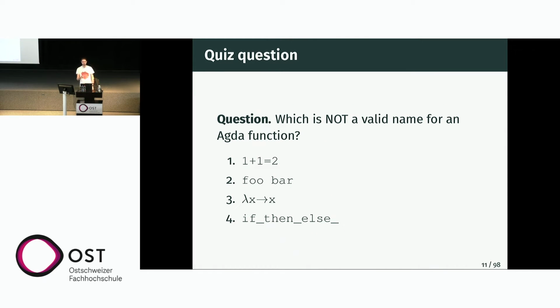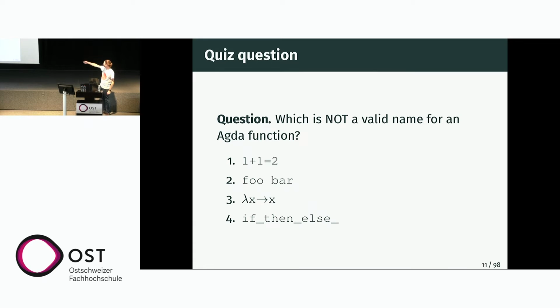So, a quick quiz question to see if you're paying attention. Here are four names that you would maybe want to use or not want to use for an Agda function. One of those four is not a valid Agda name. Which one is it? Who thinks it is the first one? Who thinks it is the second one? The third one? No, the fourth one? Okay, everyone, very good.